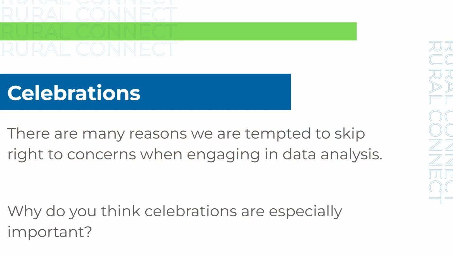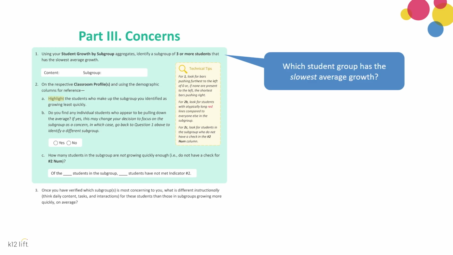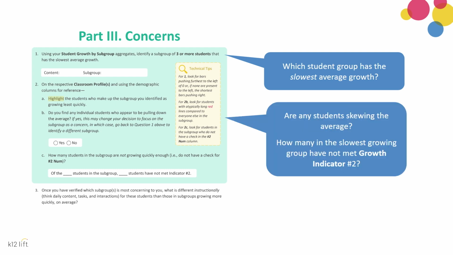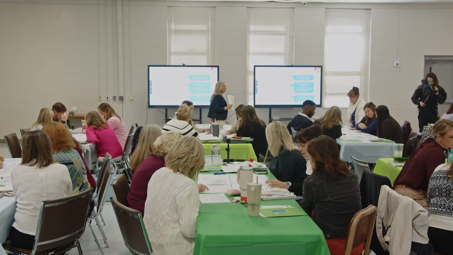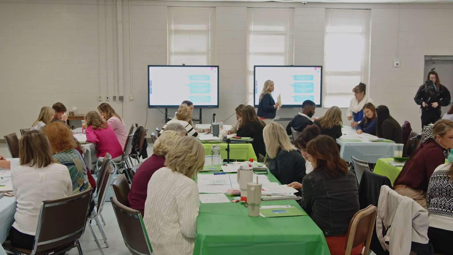Yeah. All right. We're now going to turn to concerns. In box number 3, I want you to answer these questions. Which student group has the slowest average growth? Are there any students skewing the data? How many meet the growth indicator number 2? And what might be different instructionally for that group of students? All right? Box 3, think about concerns.